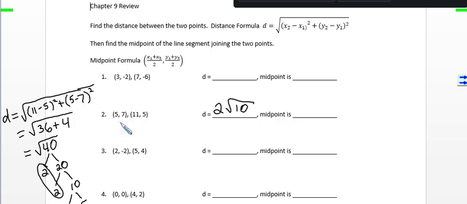For your midpoint, 5 plus 11 divided by 2, 7 plus 5 divided by 2. So that would be 16 divided by 2 is 8. 12 divided by 2 is 6, and it's a coordinate, so you should show me that it is a coordinate. It's midpoint. That means it's a coordinate. Distance is length. Okay?